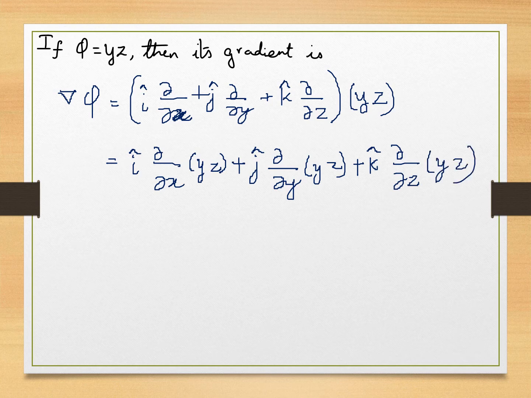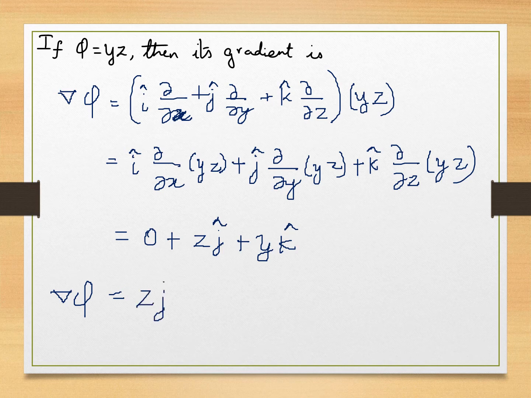In the first term we will get the answer as 0, as there is no x term to differentiate. In the second term there is a y term, so it will differentiate as z j cap. In the third term, z term is there, so it will differentiate as y k cap. So the answer for del phi is z j cap plus y k cap. That's the answer.